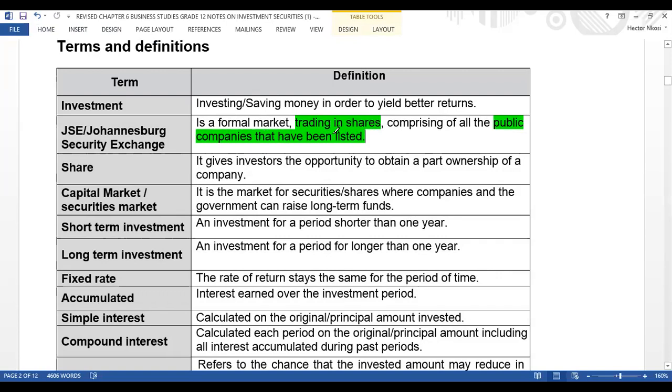So this market trades in shares. So all your public companies, right? In order for us shareholders, people who want to invest in shares of a certain company, that company must be registered, or listed, on the Johannesburg Stock Exchange, right? So in order for the company to trade in shares, they must be listed on the Johannesburg Stock Exchange, right?